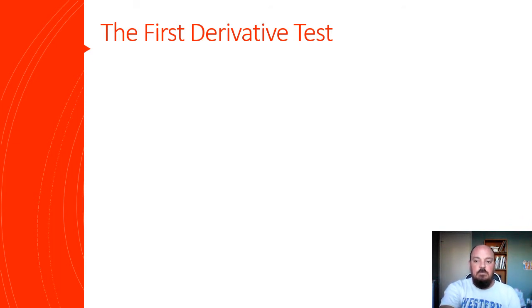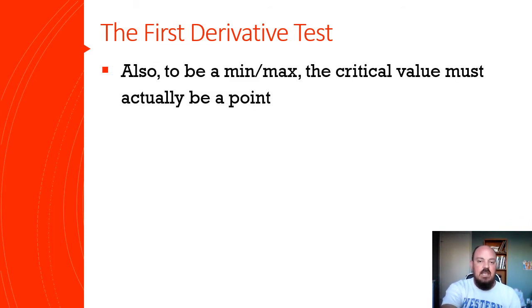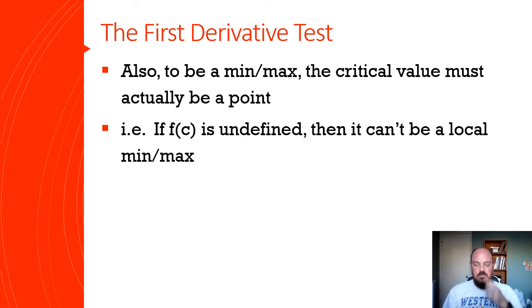Now the last thing I want to mention here, it's kind of a weird little thing that can happen. In order to be a minimum or a maximum, the critical value has to actually represent a point. So sometimes you get a critical value where there's an asymptote on the graph and f of c is undefined. That can't possibly be a minimum or maximum because it's not even a point. So I'll show you in the work when it comes up.